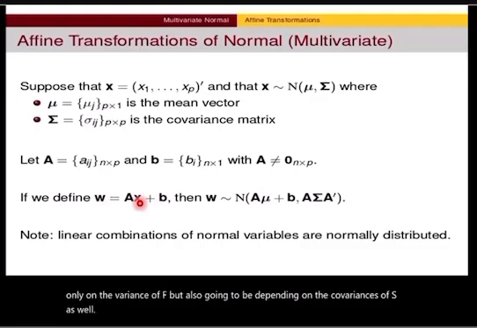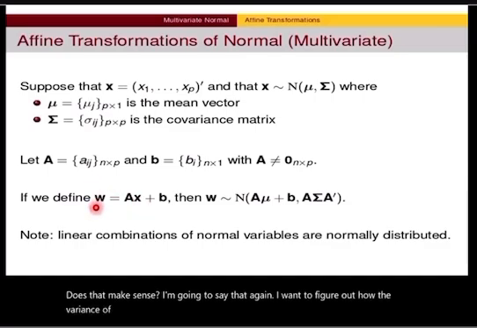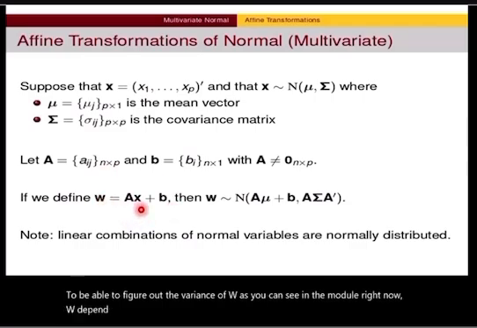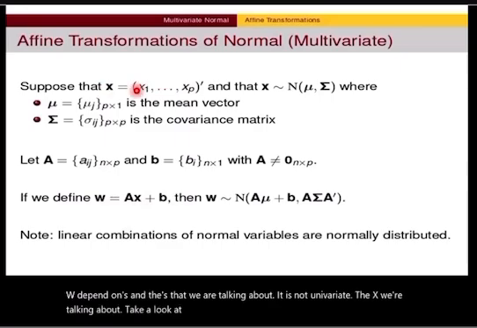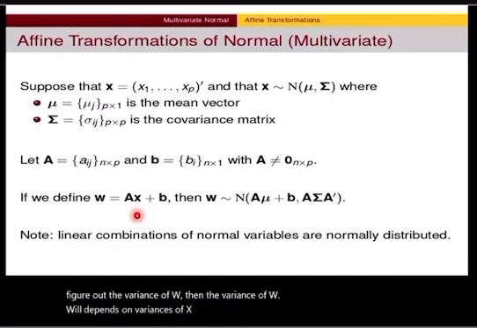Does that make sense? I'm going to say that again. I want to figure out the variance of W. As you can see in the model right now, W depends on X, and the X we are talking about is not univariate. The X is X1, X2, up to XP. So the variance of W will depend on the variances of X and their covariances. And if I want to rewrite that, this is how it's going to be.